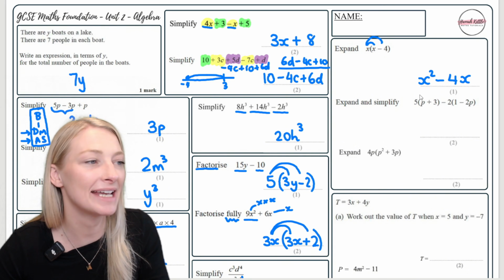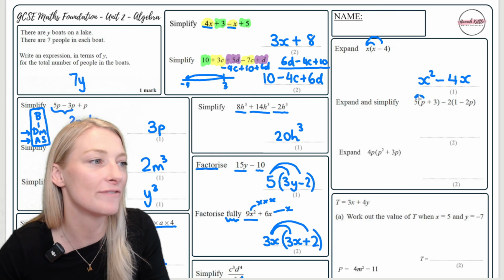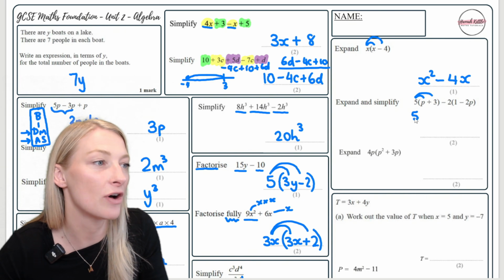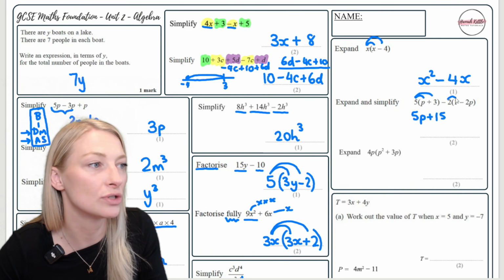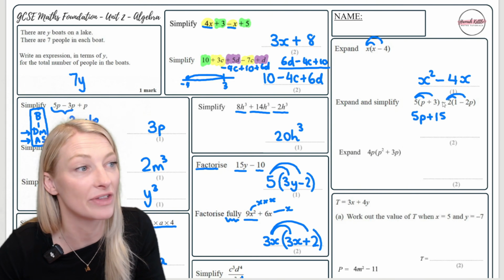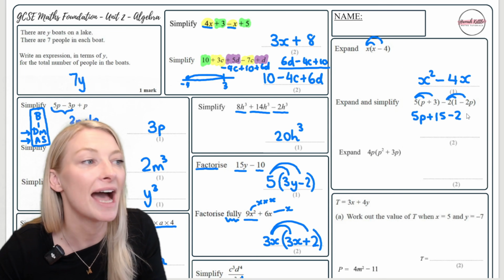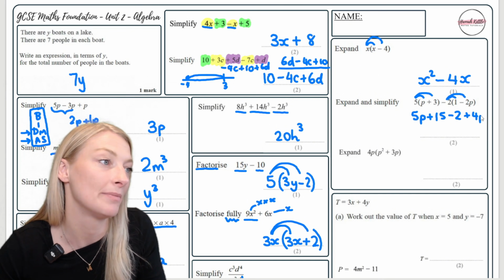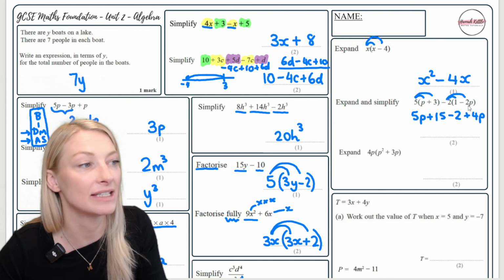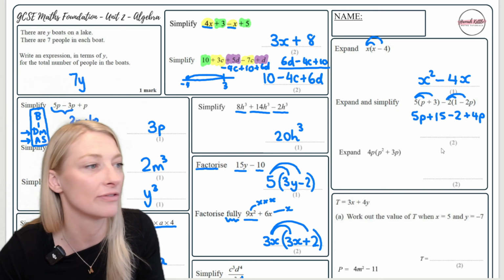Here we've got 2 brackets. 5 lots of p and 5 lots of 3 is 5p add 15. And then minus 2 times 1 and minus 2 times minus 2p. We've got the negative times the negative happening there again. So minus 2 there, and then add 4p. Because negative 2 times negative 2p is add as positive 4p there.